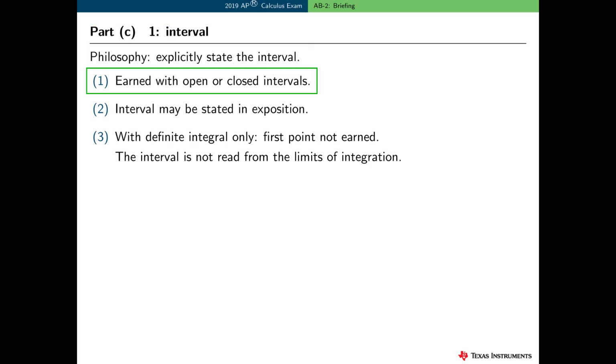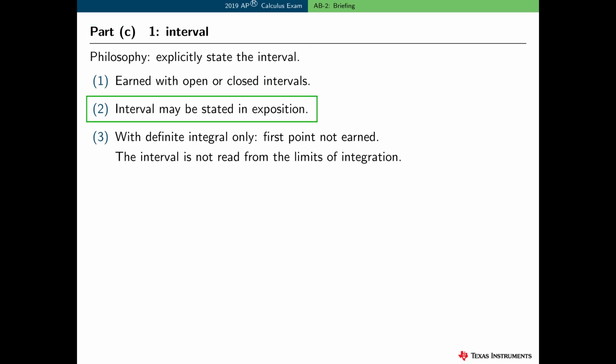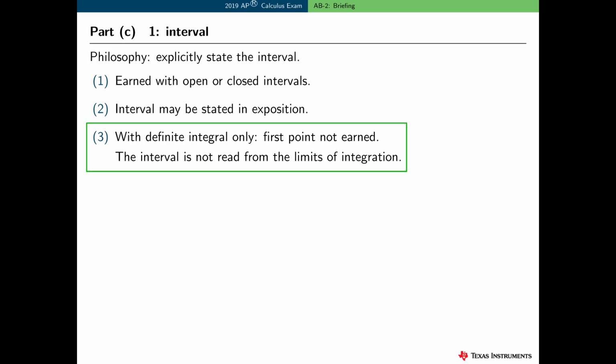In Part C, the first point was for explicitly stating the correct interval. The interval presented can be open or closed, and the interval may also be presented in exposition or in prose. If the interval is only evident as presented with a definite integral, then the first point is not earned. That is, we do not read the interval from the limits of integration.